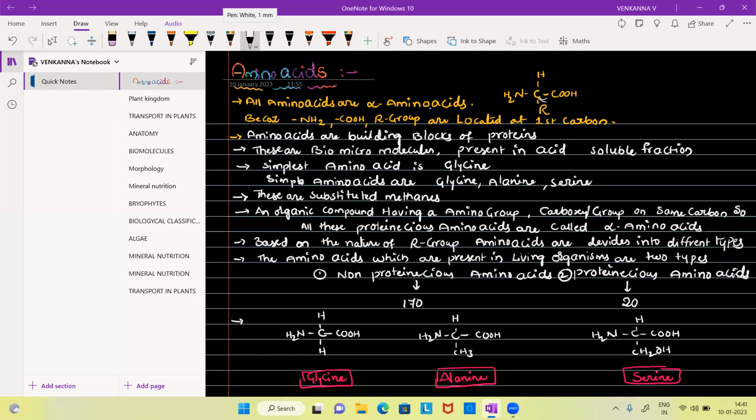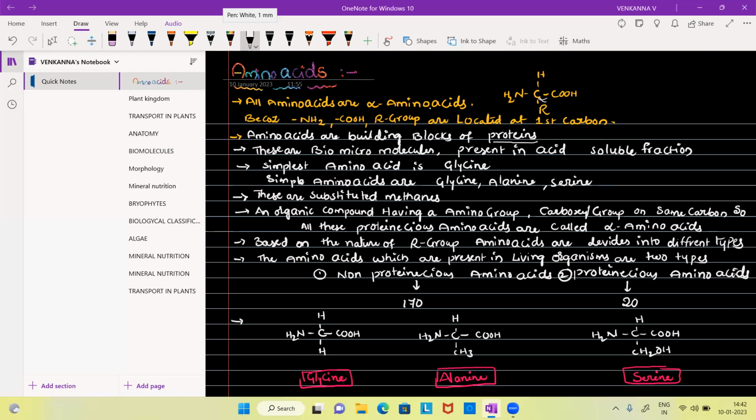Amino acids are building blocks of proteins, or building blocks of polypeptides, because the other name of protein is polypeptide. Amino acids are present in the acid soluble fraction because their molecular weight is less than 800 Daltons. The simplest amino acid is glycine, and two other simple amino acids are alanine and serine. Alanine and serine are two other important amino acids.